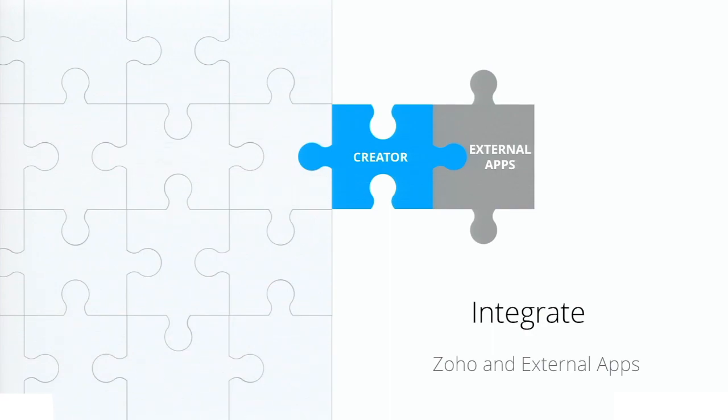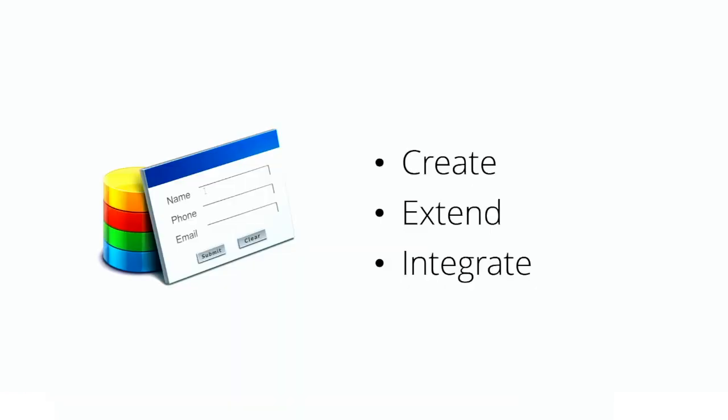So it could be creating or integrating Zoho applications for your custom needs, or it could be integrating Zoho applications with third-party, or it could just be integrating 2 different third-party applications. So Creator can be used in all these 3 ways: to create your very custom application for your business, to extend your existing applications, or to integrate with third-party or internal applications.